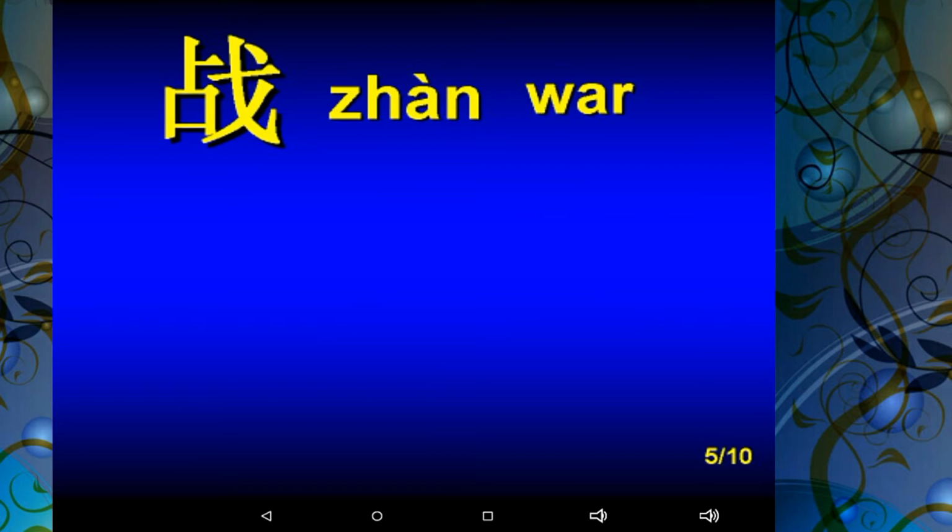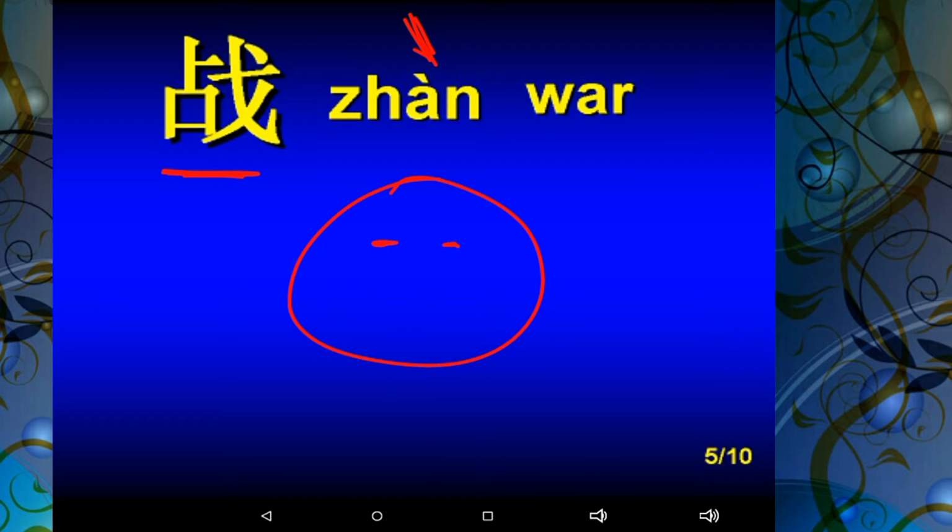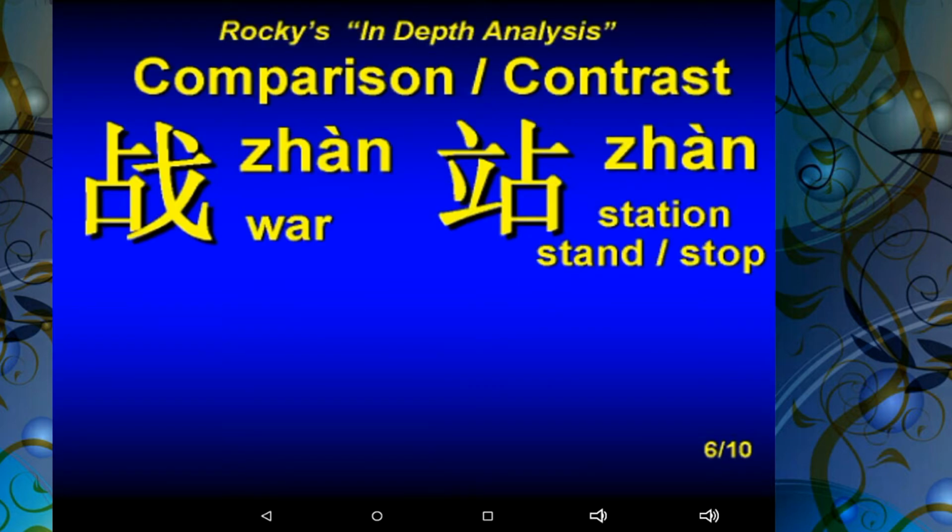Hey, this next character, number 2, is Zhan. You might notice that it is a falling tone character. That's a 4th tone character. I'm going to do something a little different, okay? Now, it means war, and I think we know what war means. But I want to go in depth with this character, and I also want to give you some in-depth analysis with our 3rd character, which also is pronounced Zhan, a 4th tone character.